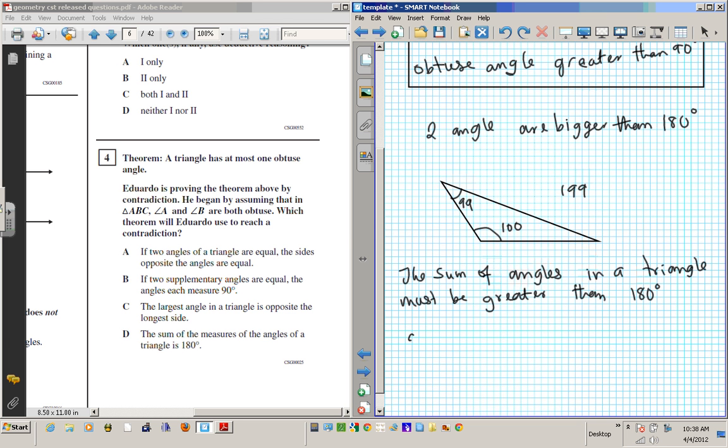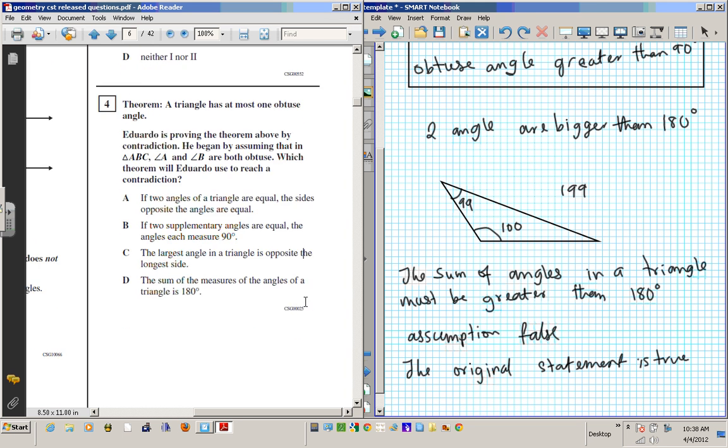So the assumption is false. If the assumption is false, the original statement is true. The original statement is true. Okay? Alright, now let's move on to the next one.